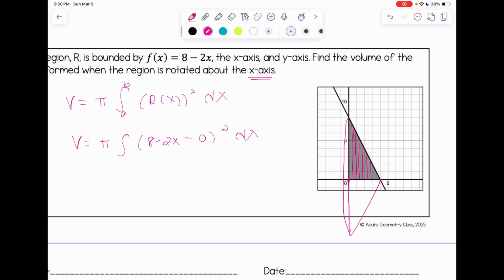Of course, we have to put bounds on our definite integral. Our lower bound is 0. The upper bound is 4. If we want, we could certainly rewrite this without the minus 0 in there. That's not going to change anything. I've already gone ahead and typed this into my calculator to evaluate it, and I got that the volume is 268.082.